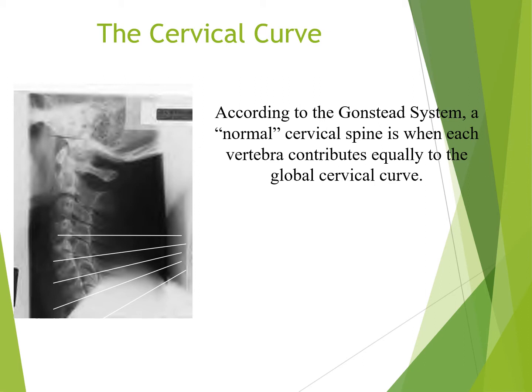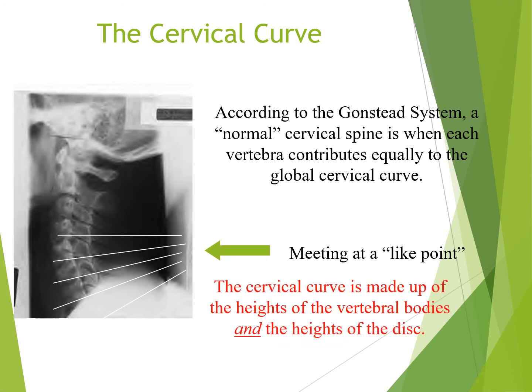According to the Gonstead system, and actually with any system, the biomechanics of the spine really don't change. So the cervical curve is made up of both the bodies and the disc contribute to the lordosis of the cervical curve. And when we draw our feather lines on our lateral film, they should meet at a like point. All the segments should meet at a like point posterior to the cervical spine. They should be nice and even in their presentation.